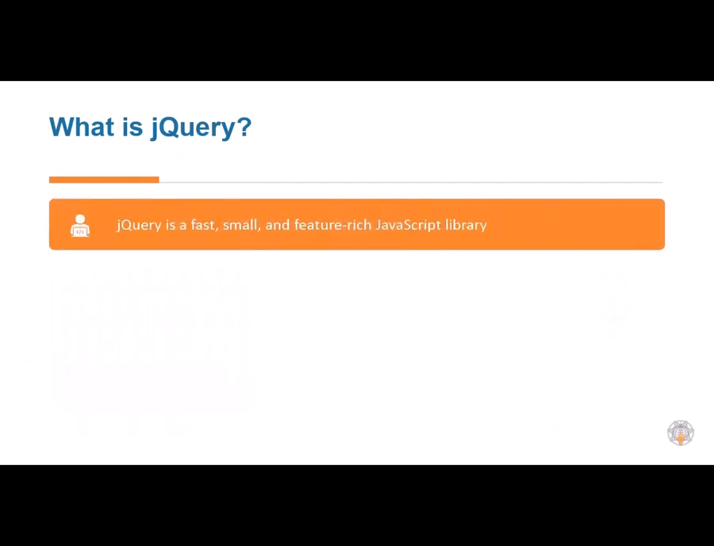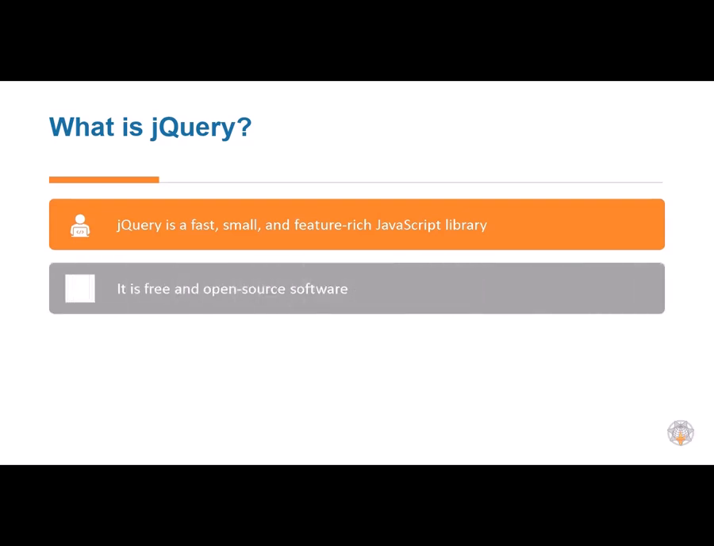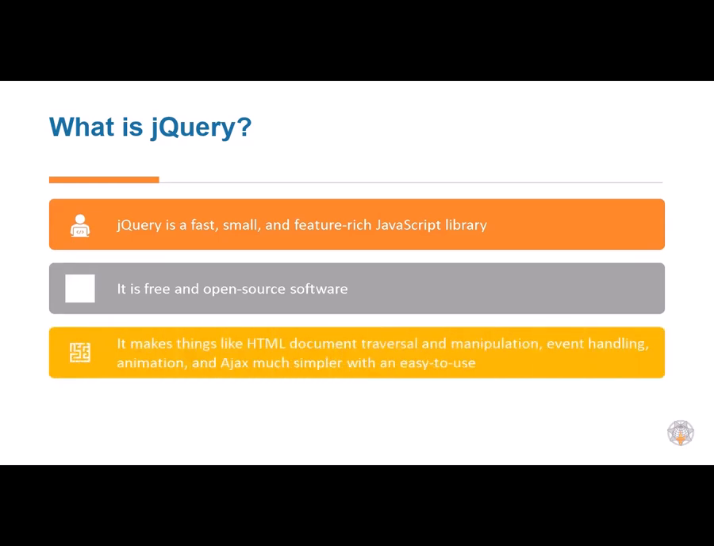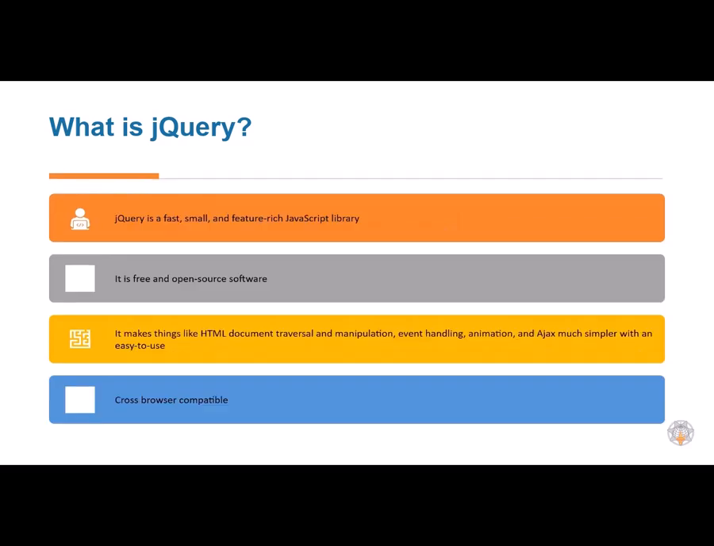jQuery is defined as fast, simple, and feature-rich JavaScript library. It is a free and open source software. It makes things like HTML document traversal and manipulation easy. Event handling and animation can also be added using jQuery to a web page. Ajax can be used in much simpler way. jQuery is cross-browser compatible.